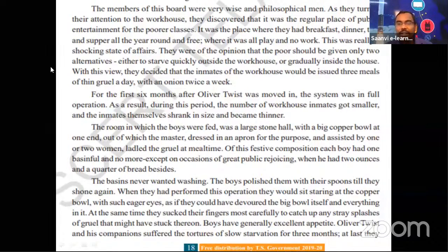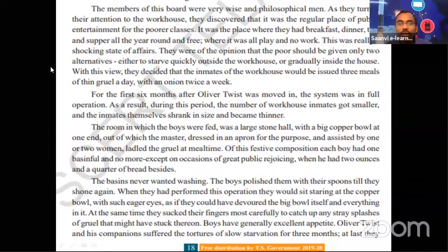Of this festive composition, each boy had one basinful and no more. So every mealtime, these inmates of the workhouse used to get one basin full of gruel. A basin is a very small vessel. One basin full of gruel. No more. Nothing more is given. If you ask for the second time, what is going to happen? It will be horrible. They cannot ask for the gruel a second time. Whatever they get the first time, they should be satisfied with that.